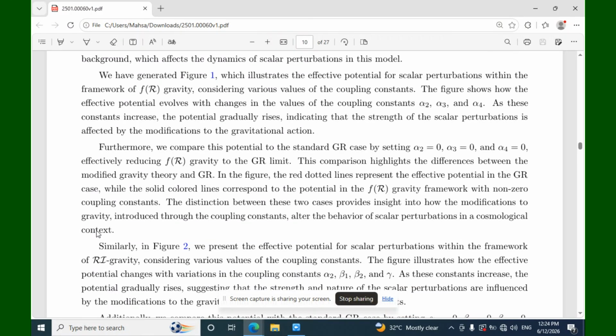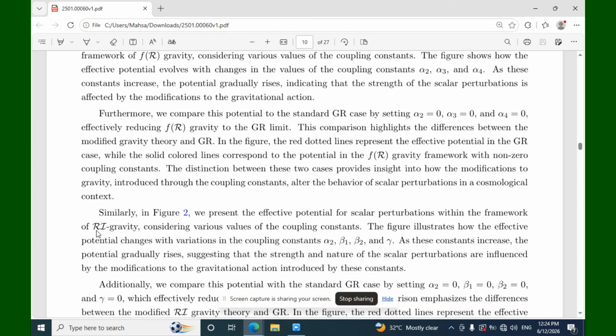We have generated figure 1, which illustrates the effective potential for scalar perturbation within the framework of FAR gravity, considering various values of the coupling constant. The figure shows how the effective potential evolves with changes in the values of the coupling constants alpha 2, alpha 3, and alpha 4. As these constants increase, the potential gradually rises, indicating that the strength of the scalar perturbation is affected by the modifications to the gravitational action.